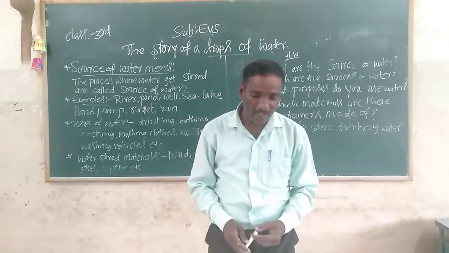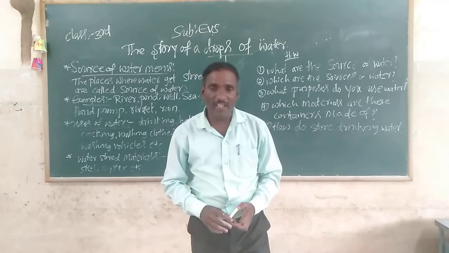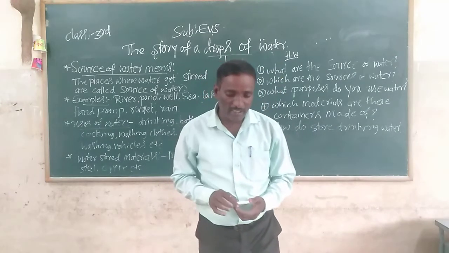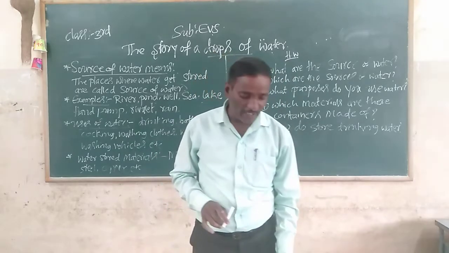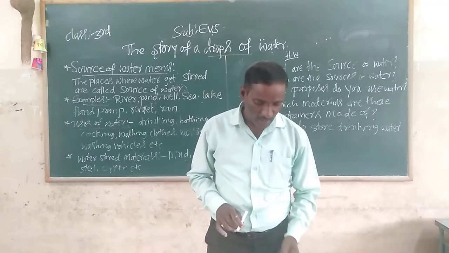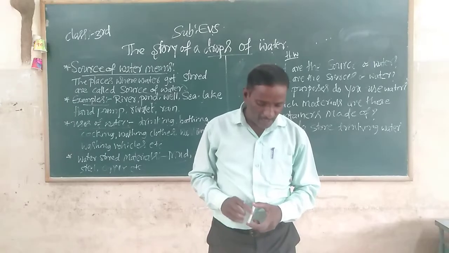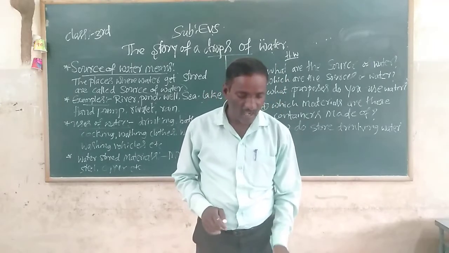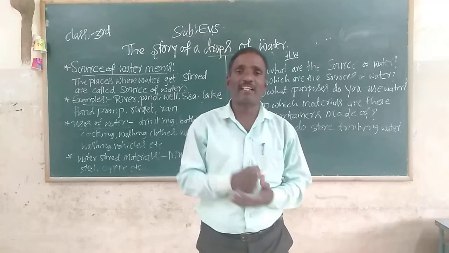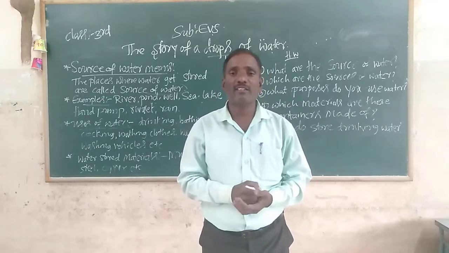Read carefully the table given below, then put a mark in the form of sources of water. Use your activities book. Next, you write the activities on page numbers 35, 36, 37, 38 in the activities book. You read the textbook and write these activities.